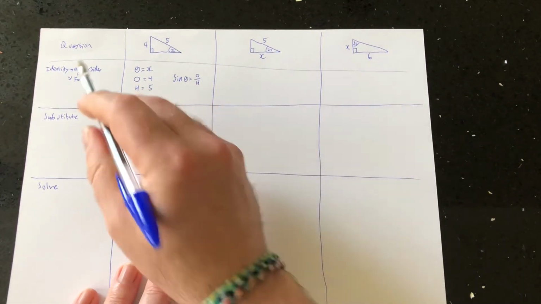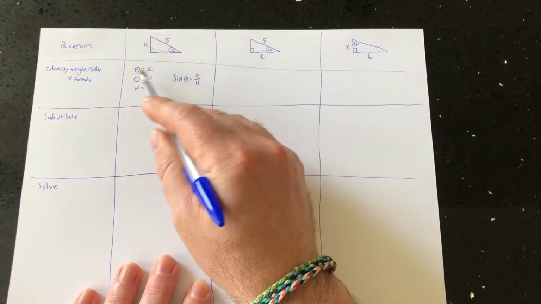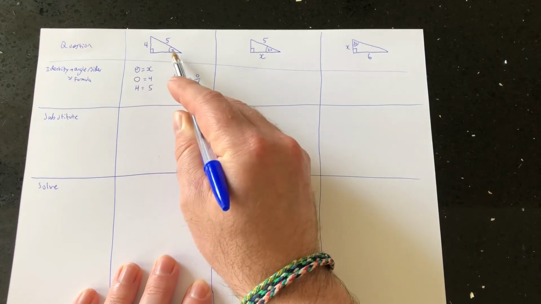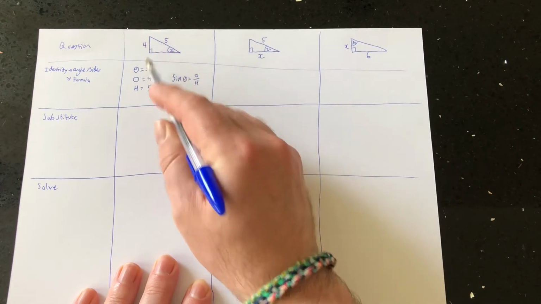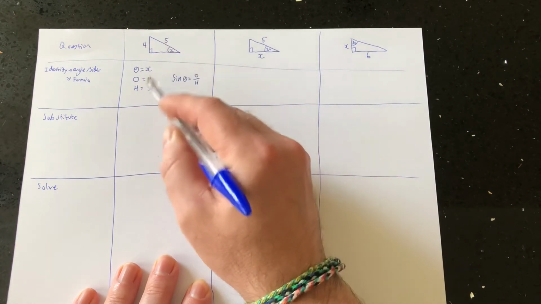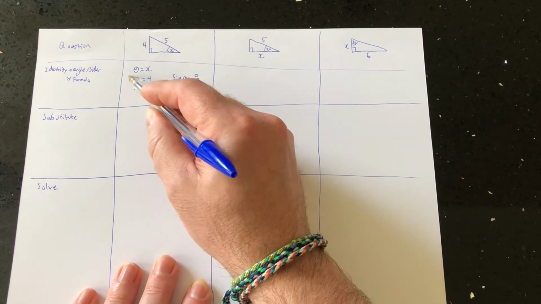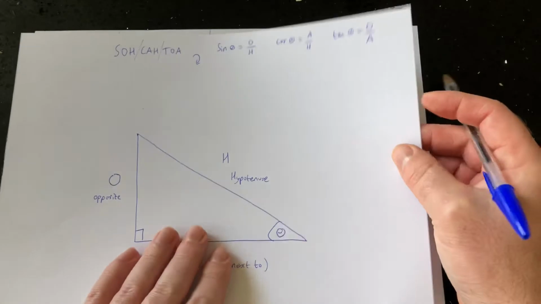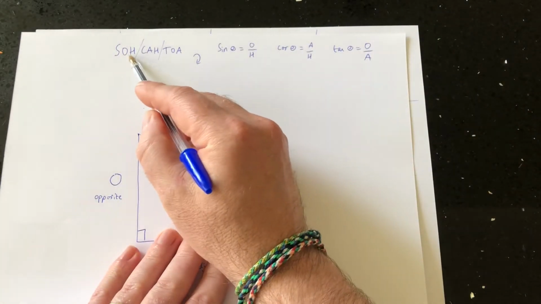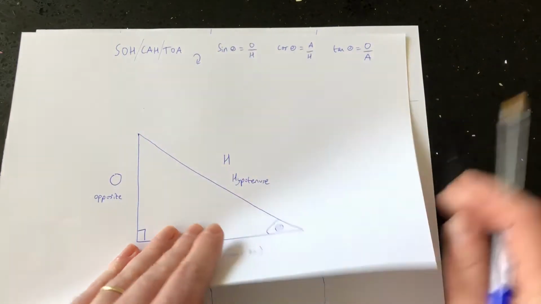So for this first one here, I've looked at it and I said, okay, my angle is x. My opposite side is 4, and my hypotenuse is 5. Therefore, with the O and the H, I would look back and say I've got the O and the H, so I'm going to be using the sine rule.